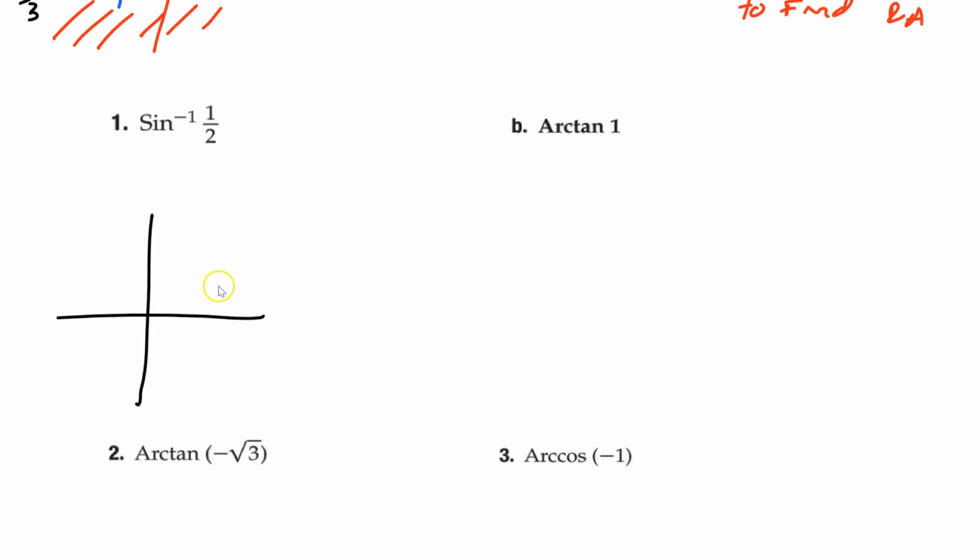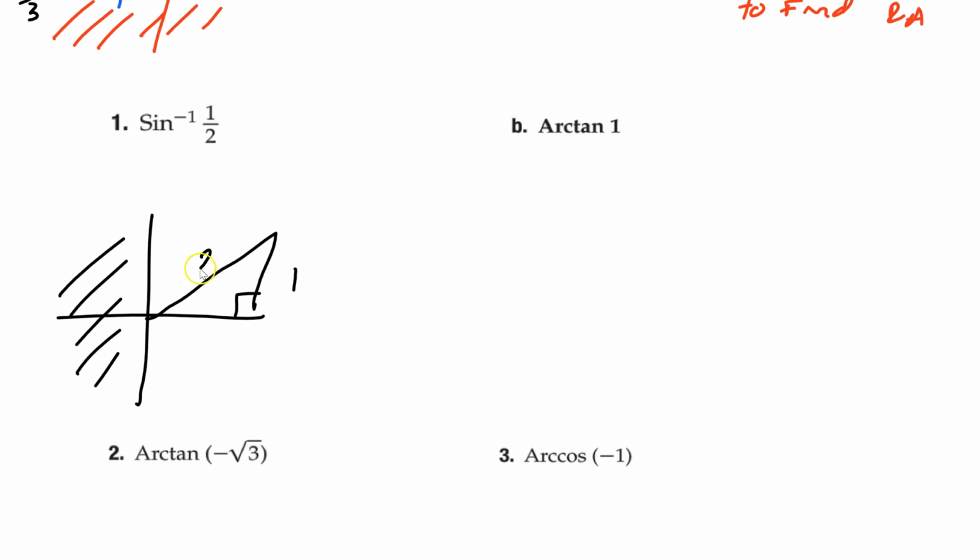Sine inverse of 1/2. Now sine, like tan, is only in quadrant 1 or quadrant 4. This is positive, so we're going to do it in quadrant 1. Negative would be down there. Sine is 1/2. So again, any way you want to do it. Look at your table or do a triangle.